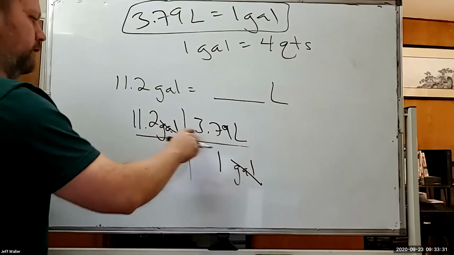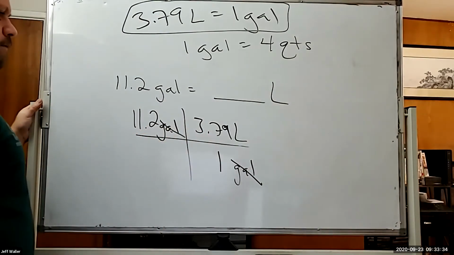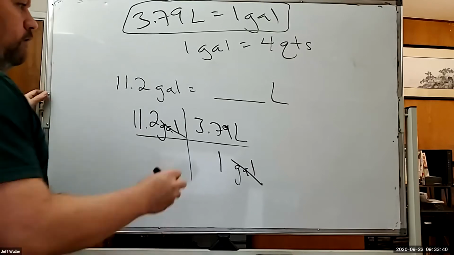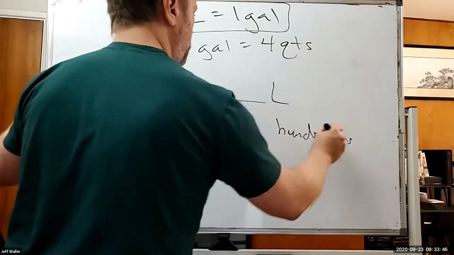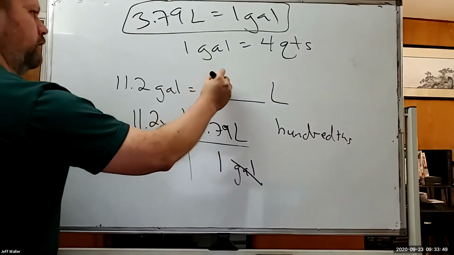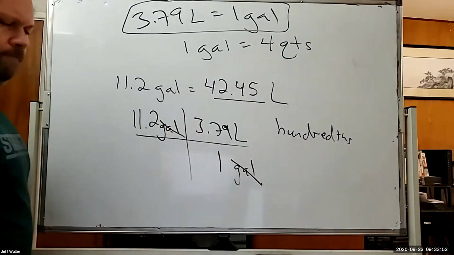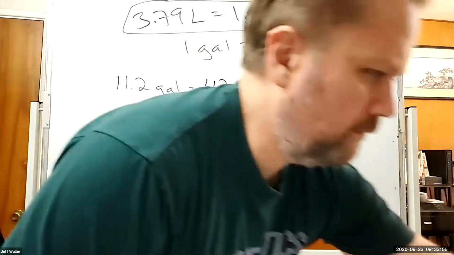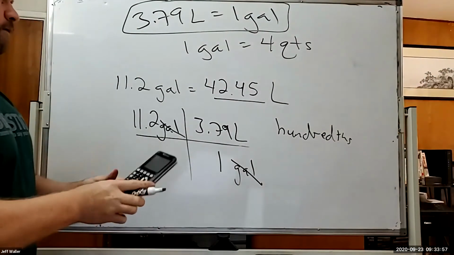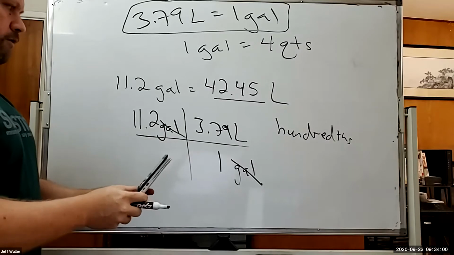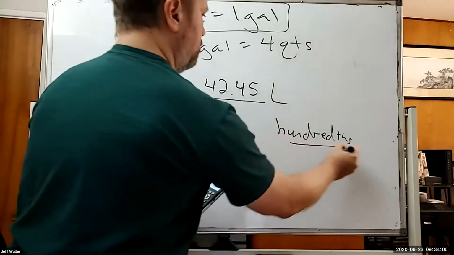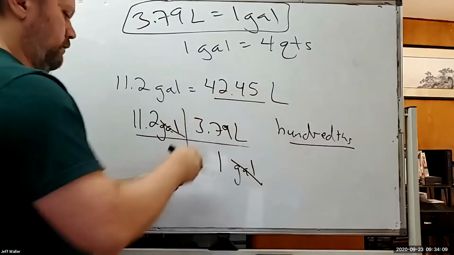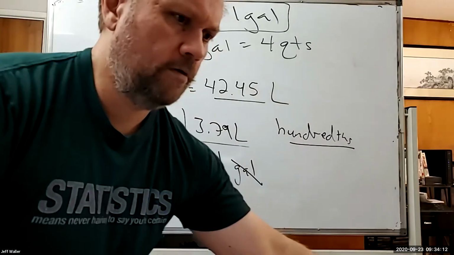So what do you guys get when you do this? I rounded it to 42.45. I didn't tell you, I'm sorry. So let's do the hundredths place. Is that what everybody else is getting? 42.45? Let's see. 11.2 times 3.79, yeah, 42.45. I said hundredths place, right? So tens, hundredths. Yeah, I like it. Is that cool?